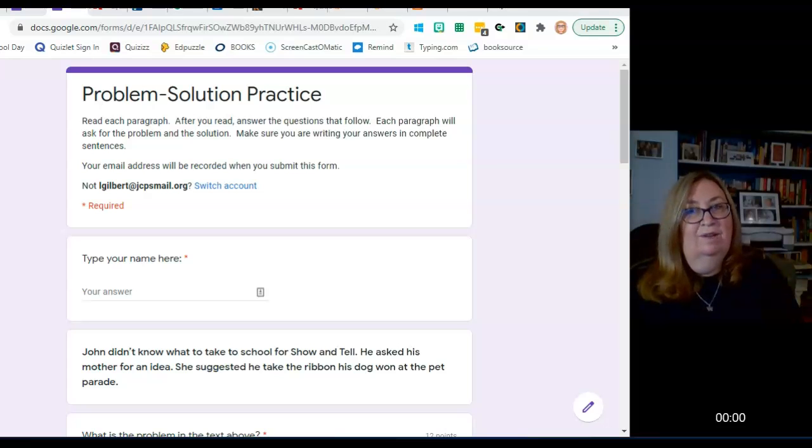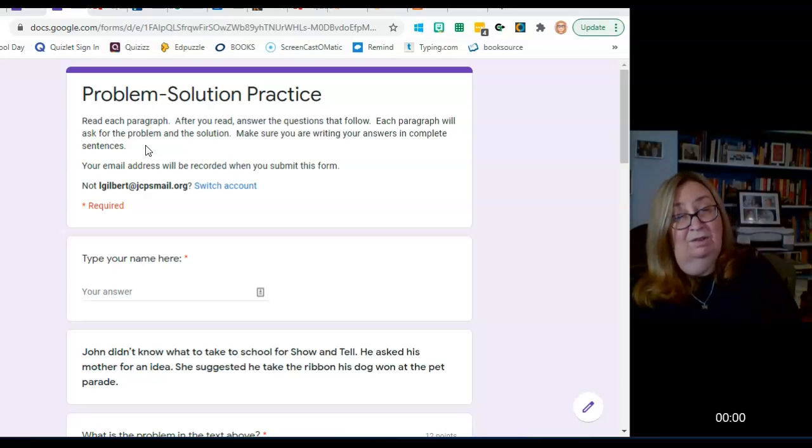Today I'm going to give you some passages that give you problems and possible solutions. Look at the directions here for your problem solution practice. It says read each paragraph, and the paragraphs are pretty short. This is not an activity that I'm using to test your stamina, okay? Read each paragraph. After you read, answer the questions that follow. You're going to have two questions for every paragraph. Each paragraph will ask for the problem and the solution. And because it's only two simple questions, this isn't a multiple choice kind of activity. You're going to have to type a sentence.